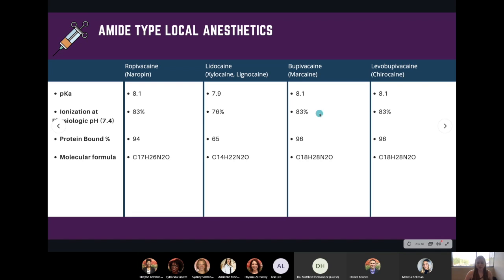Bupivacaine has the same pKa as ropivacaine, but has a shorter time to onset. This could be because it has an extra carbon on its aliphatic chain, causing it to be more lipophilic, but I'm not really sure. It was just something that I conjectured, because that didn't seem to be very consistent.